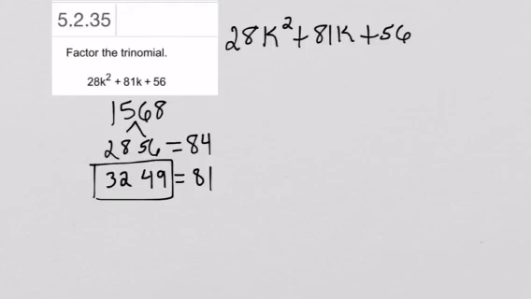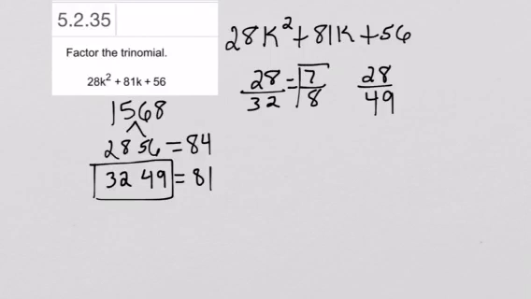Now that we found those two numbers, we make our fractions. So 28 over 32, and then 28 over 49. Again, it's always that number in front of the square term over each one of those two factors that we found. This first one reduces, divide each one by 4, and we get 7 over 8. That's my fraction for the first one. The second one, divide each one by 7, and that gives me 4 over 7. And there's my two reduced fractions.